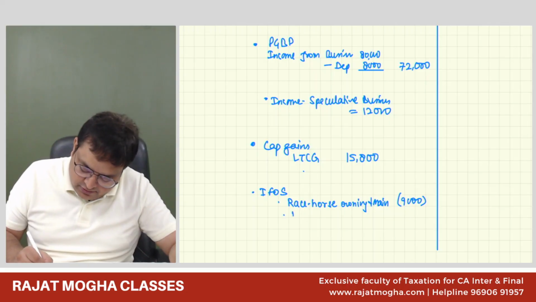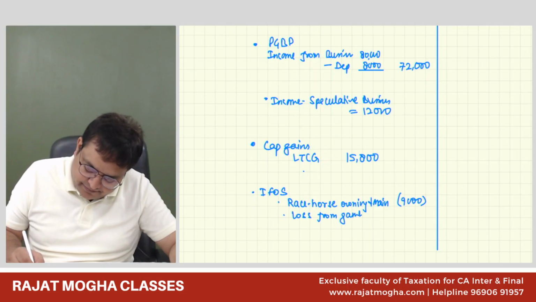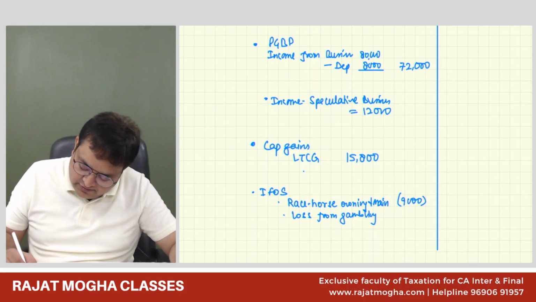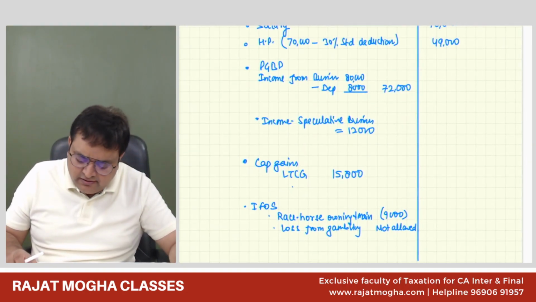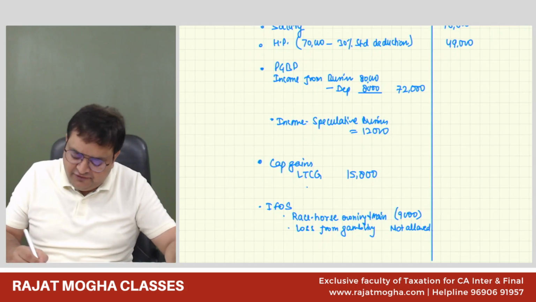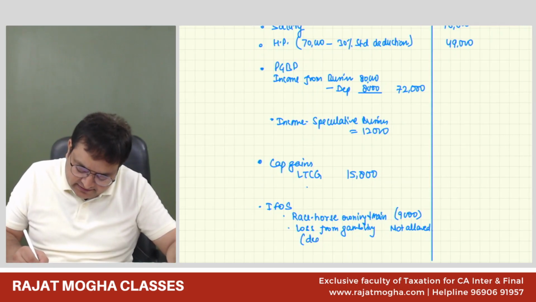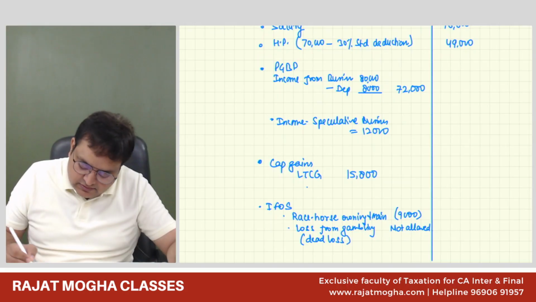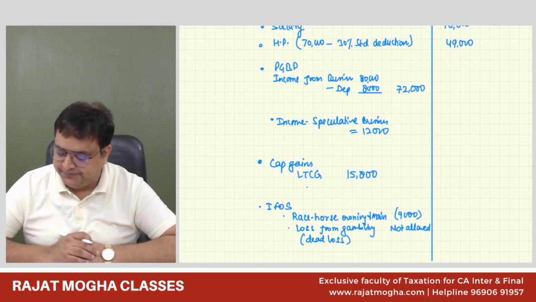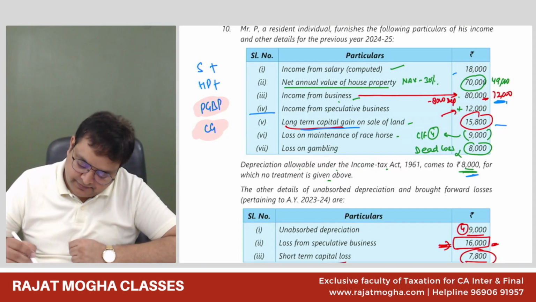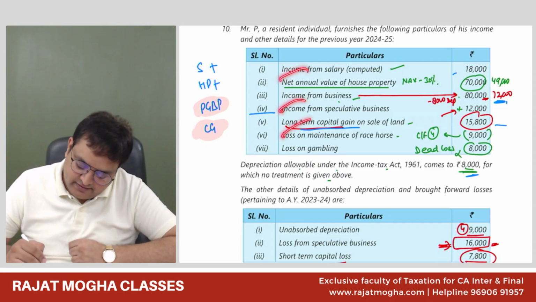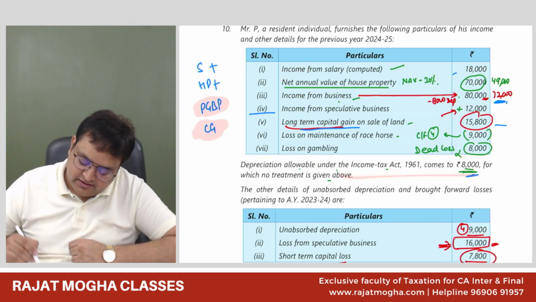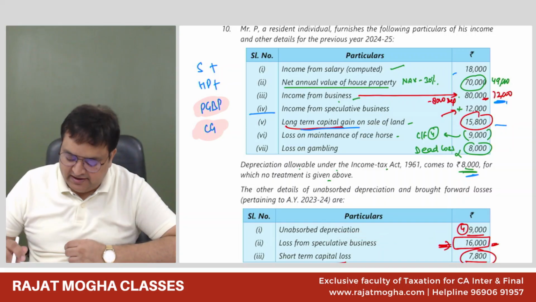And loss from gambling, it's a dead loss, so not allowed. Just write not allowed. Don't use the word dead loss; if you want to use it, put it in brackets. Or you can just say not allowed. So you have done till here. Current year depreciation you have done. Unabsorbed depreciation, we'll take it at the last.